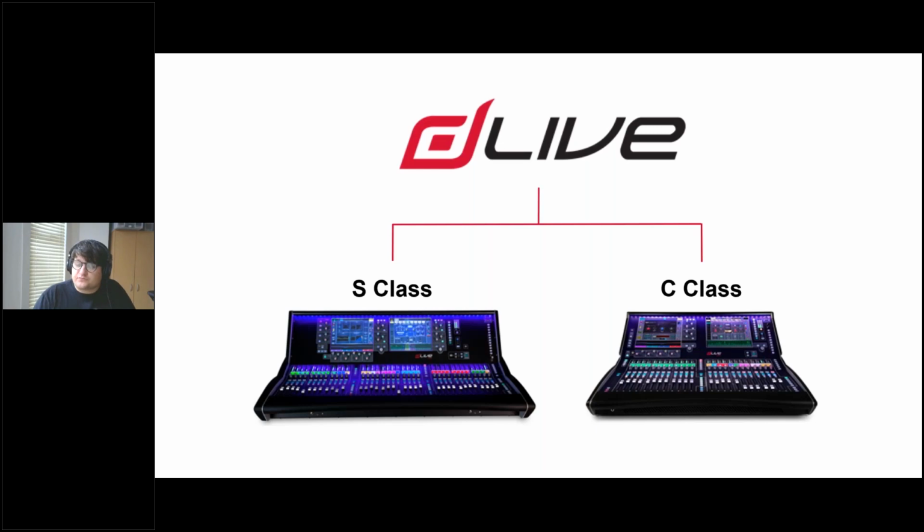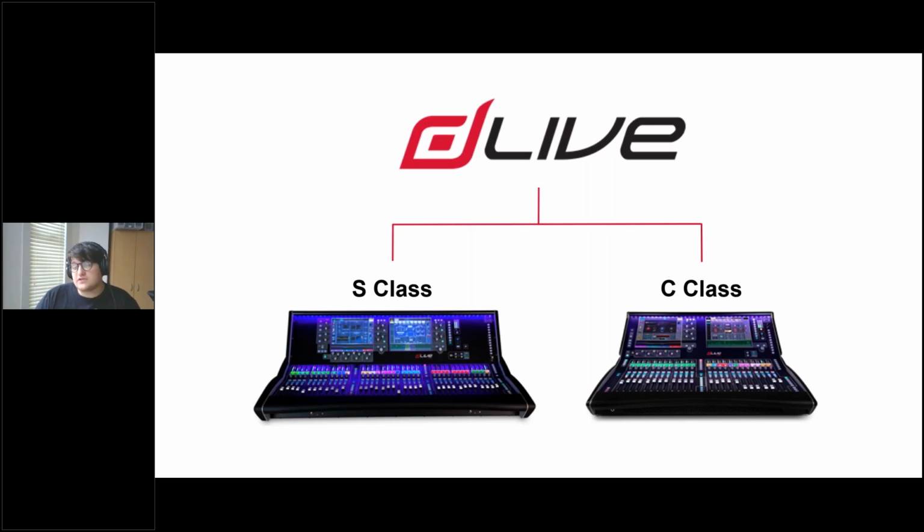We also have a number of hardware differences. The S-class range has redundant power supplies and redundant audio networking. That includes the GigaRace connections, DX connections, which are used for expansion boxes, which we'll touch on a little bit more in a few slides.